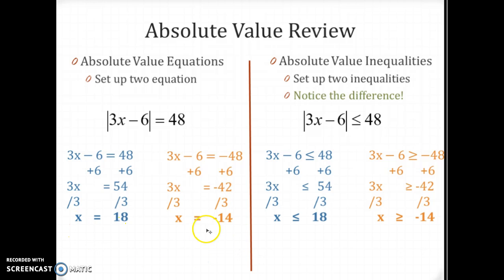So note how the answers look very similar. The methodology is very close to the same thing. It's pretty much the exact same steps for each thing. The main difference is this is an inequality. So when you set up your two cases like this, one that's equal to the negative, you have to flip that sign. Otherwise, everything else is exactly the same.